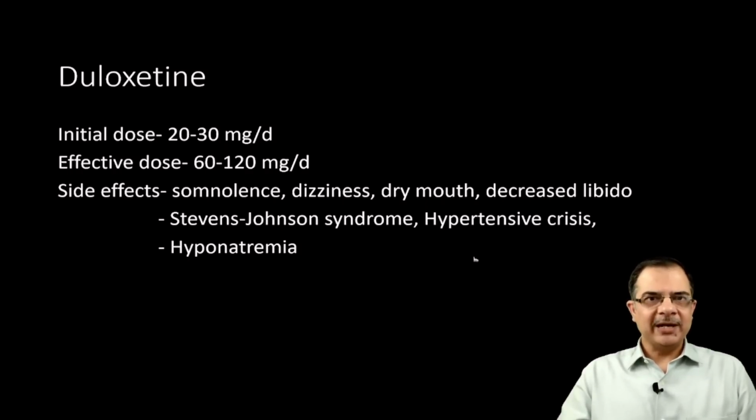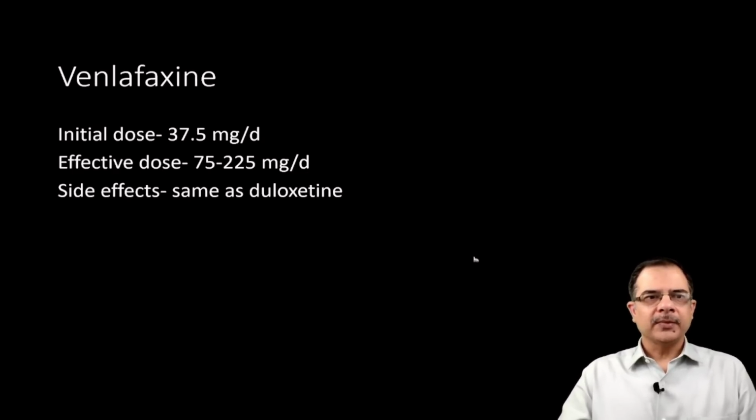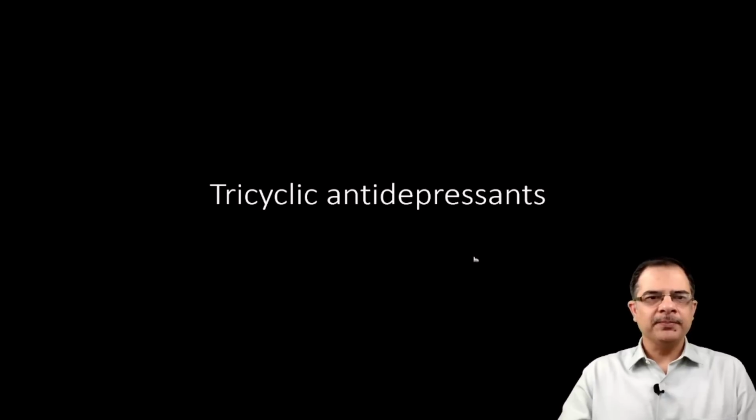Hyponatremia can be a side effect of this medication. So if a patient already has a tendency of low sodium, avoid giving this drug. So we have to choose the patient according to comorbid conditions. Side effects are more in elderly. The next SNRI is given in an initial dose of 37.5 milligrams, and the side effects are same as duloxetine.